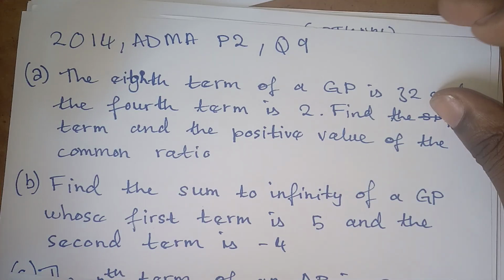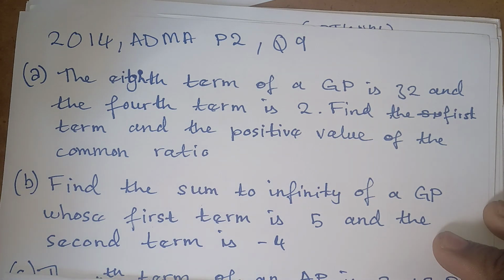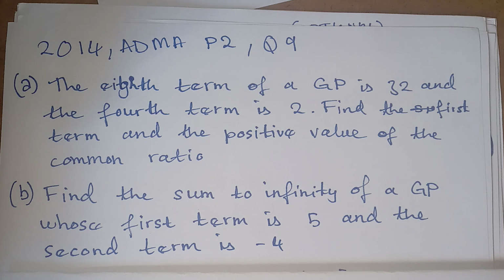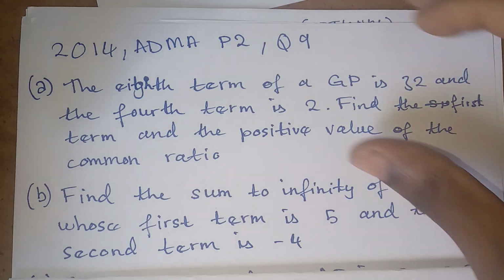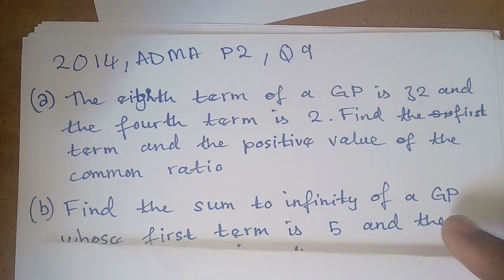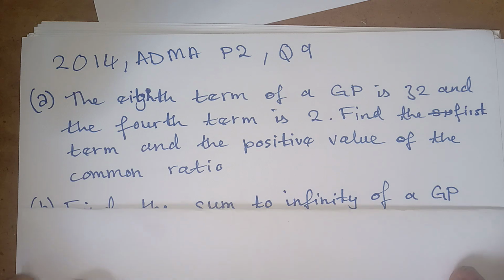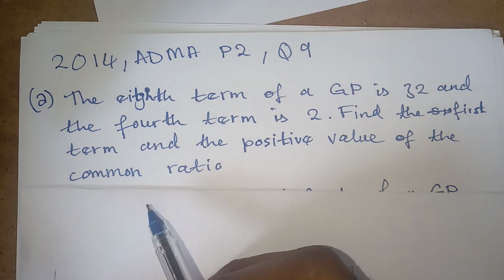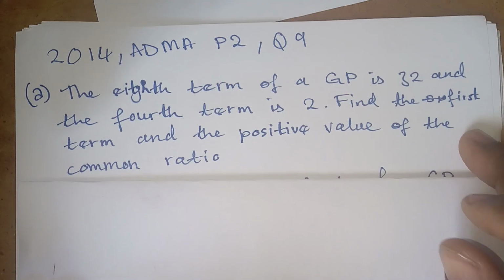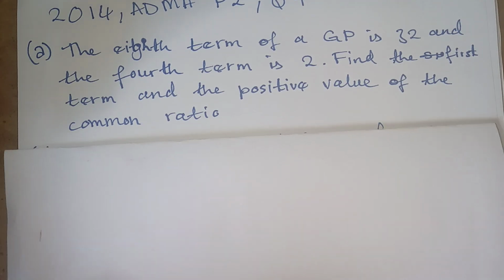Okay, so this is 2014 ADMA paper 2. This was question 9. Very easy. So, like I said in the other videos, all you need to know here is how to solve simultaneous equations. So, you should be able to look at the question and make two equations which you can solve simultaneously.